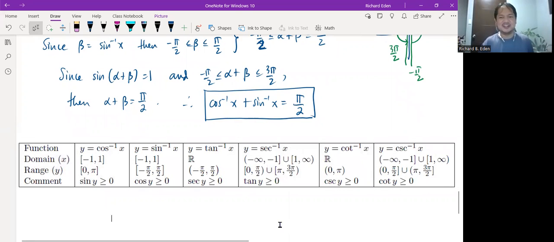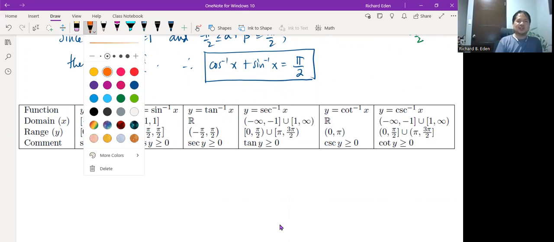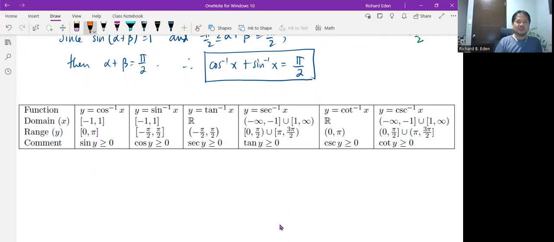So here it's a summary of the features of the 6 inverse trigonometric functions. The rationale was we start with the cosine inverse function. We started with the original, y equals cosine x, which on its own is not one-to-one. So what we did is we thought of restricting the domain over an interval where the sine is greater than or equal to 0.